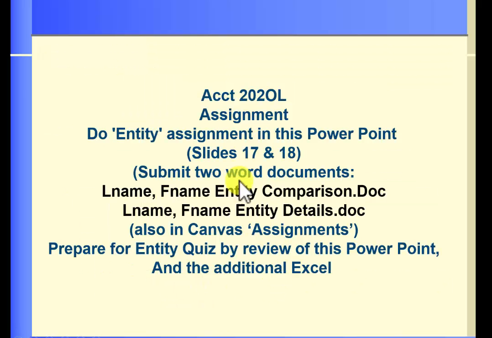Okay? So just to review, you have the assignment. Do the entity assignment in this PowerPoint, slides 17 and 18. Submit the 2 Word documents. There are the names of them. Also, the instructions for this are in Canvas. Then you're going to review a more extensive comparison Excel worksheet on all these business entities. You'll be studying that and practicing and getting ready for a quiz in Excel on business entities. So let's go take a look at that.